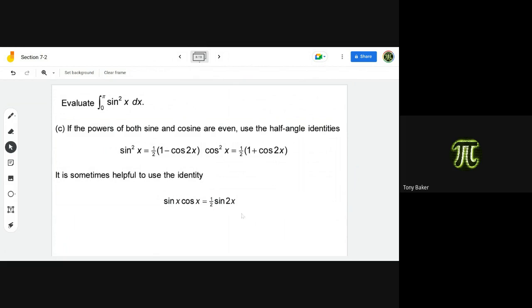And sometimes we can use this wonderful little identity, sine x cosine x equals 1/2 sine 2x, not squared. If we're left with just sine x and cosine x, that allows me to change it to a sine.